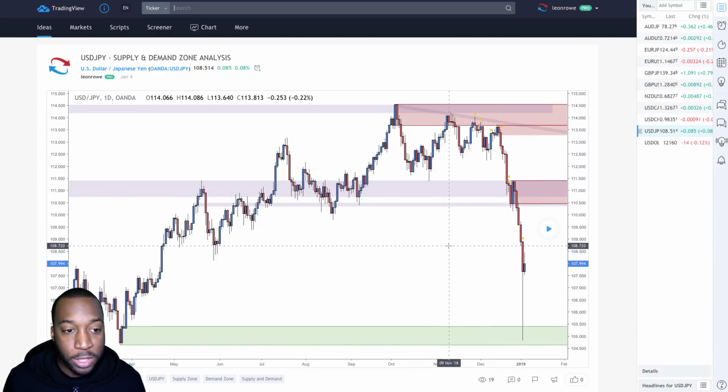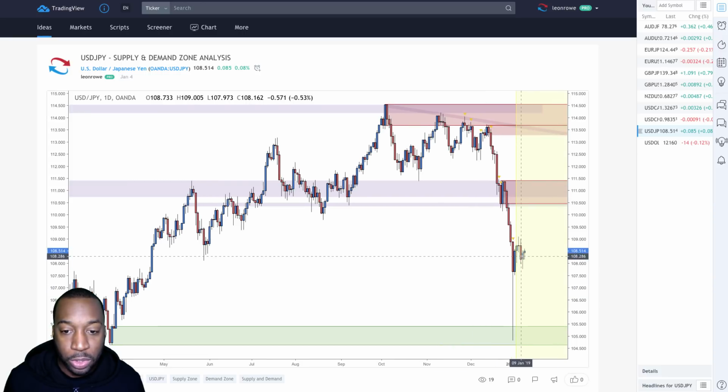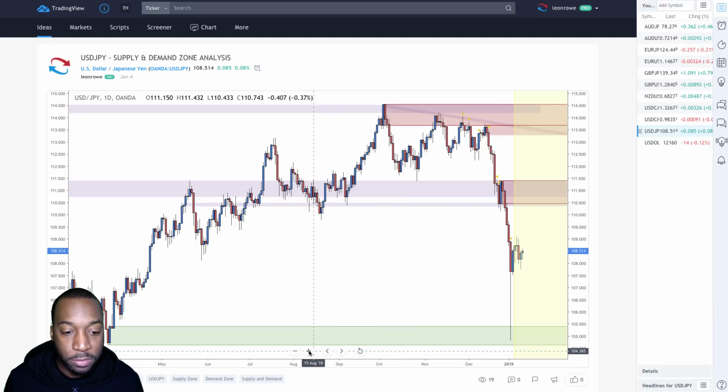So dollar yen from last week, what we had was pretty much prices stayed within this 109 to 108, really about 120 pips or so of movement. Not much at all, to be fair.